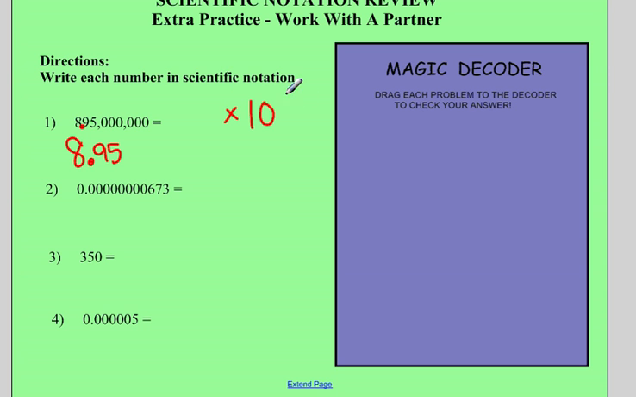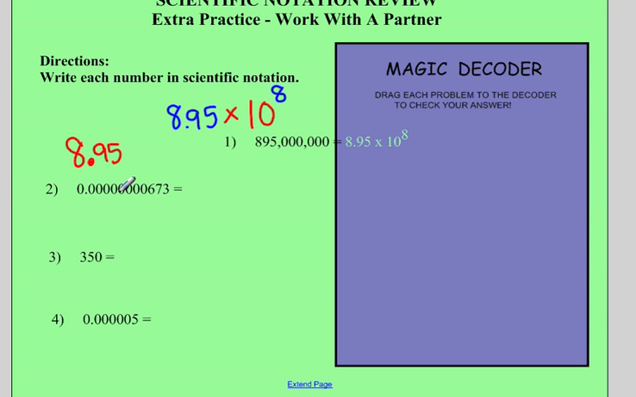And in order to figure out the power here, we're going to count from this decimal until the end of the number. How many numbers are in between? 1, 2, 3, 4, 5, 6, 7, 8. The exponent will be 8. So in scientific notation, this very large number would be written 8.95 times 10 to the 8th. If I pick this up and slide this over, I can check my answer. That's correct.